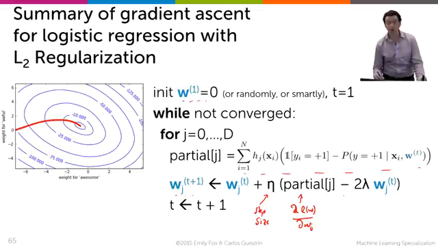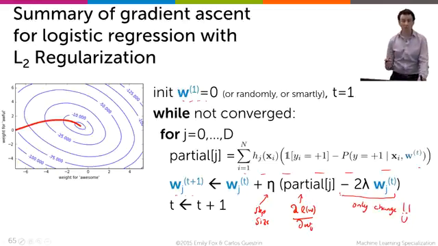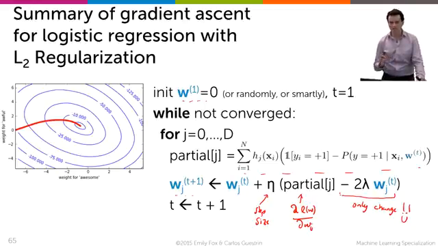And all you need to change in your code, there's only one little thing to change. You add this little thing here, which is our only change. In other words, take whatever code you have before, put minus 2 lambda Wj in the computation of the derivative, and now you have a solver for L2 regularized logistic regression. And this is going to help you a tremendous amount in practice.